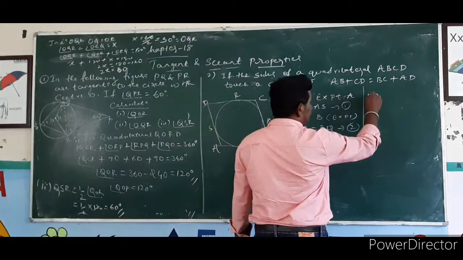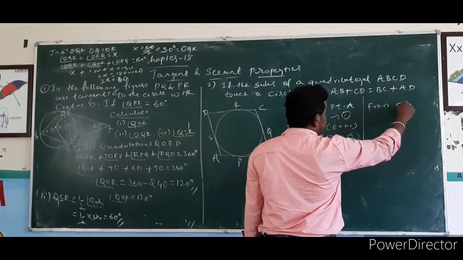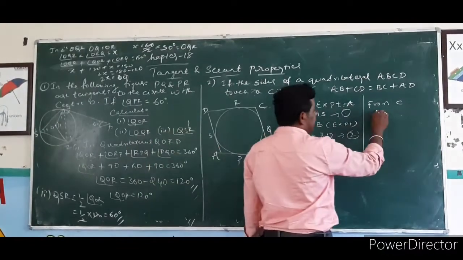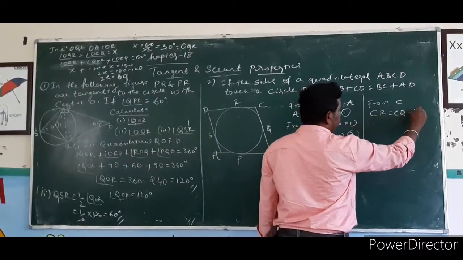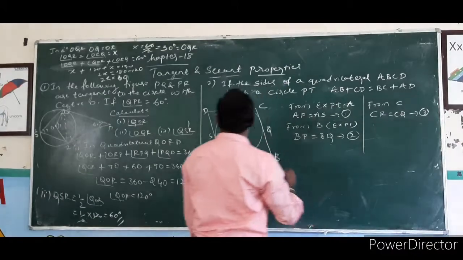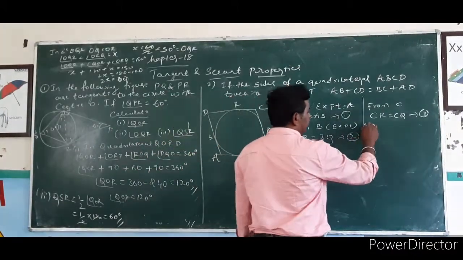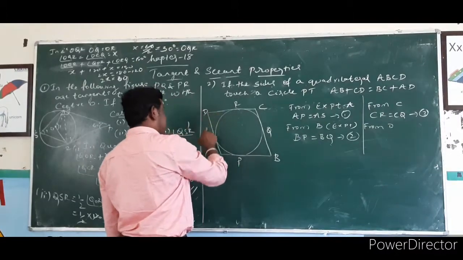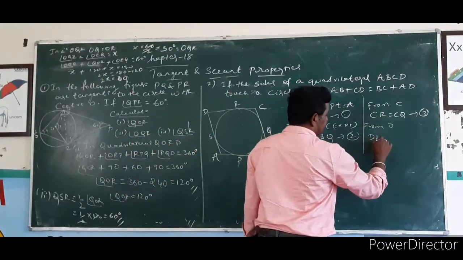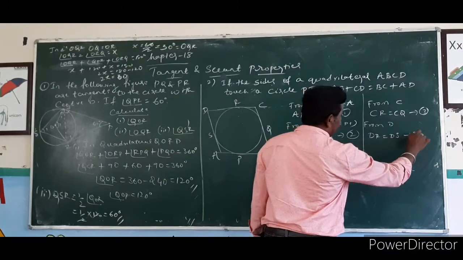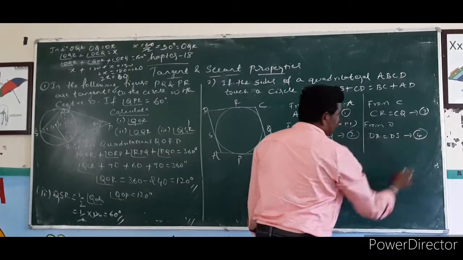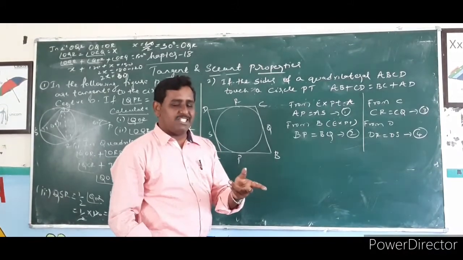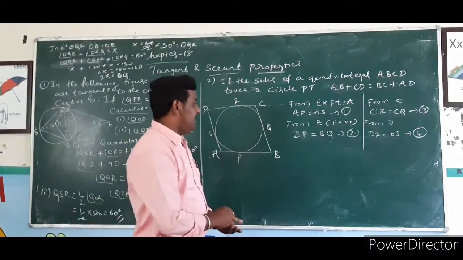Similarly, from C, CR is equal to CQ, equation number 3. Like this, from D, DR is equal to DS. I am not confusing you: if you take any external point, only two tangents are drawn, and the two tangents are equal.